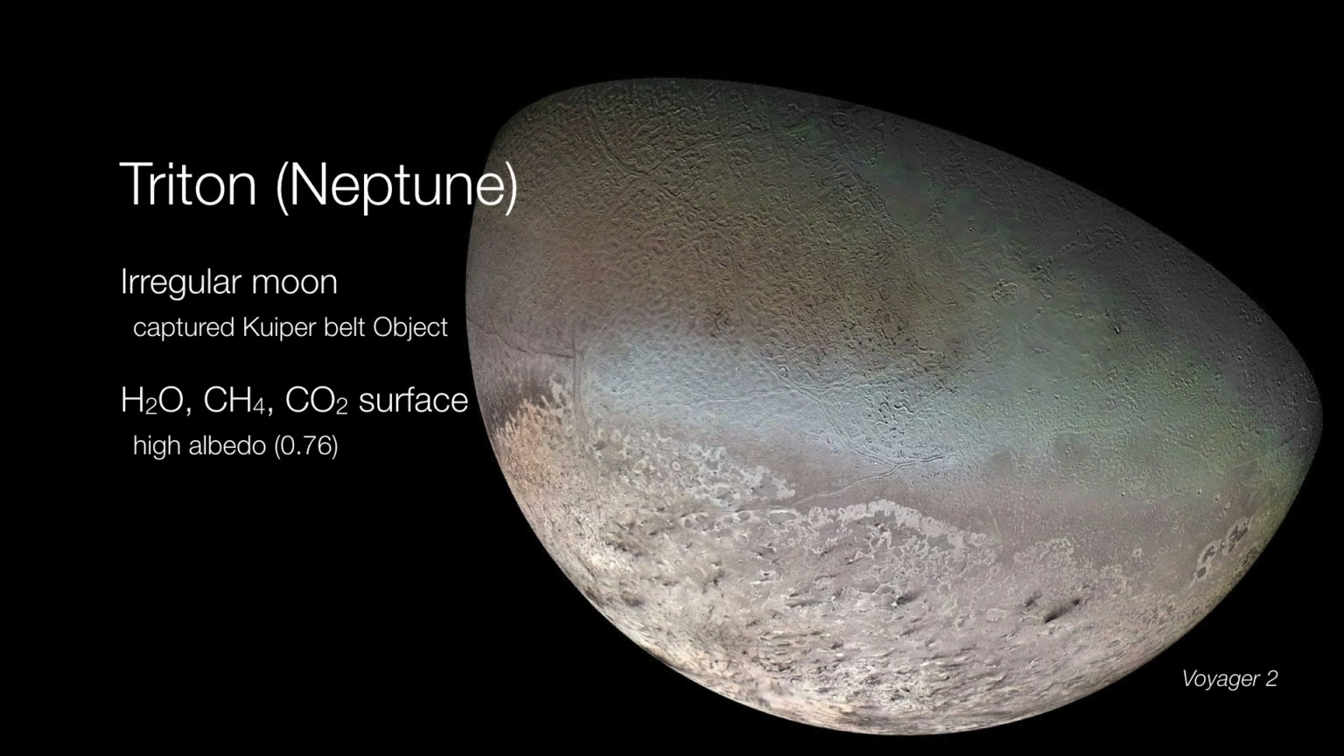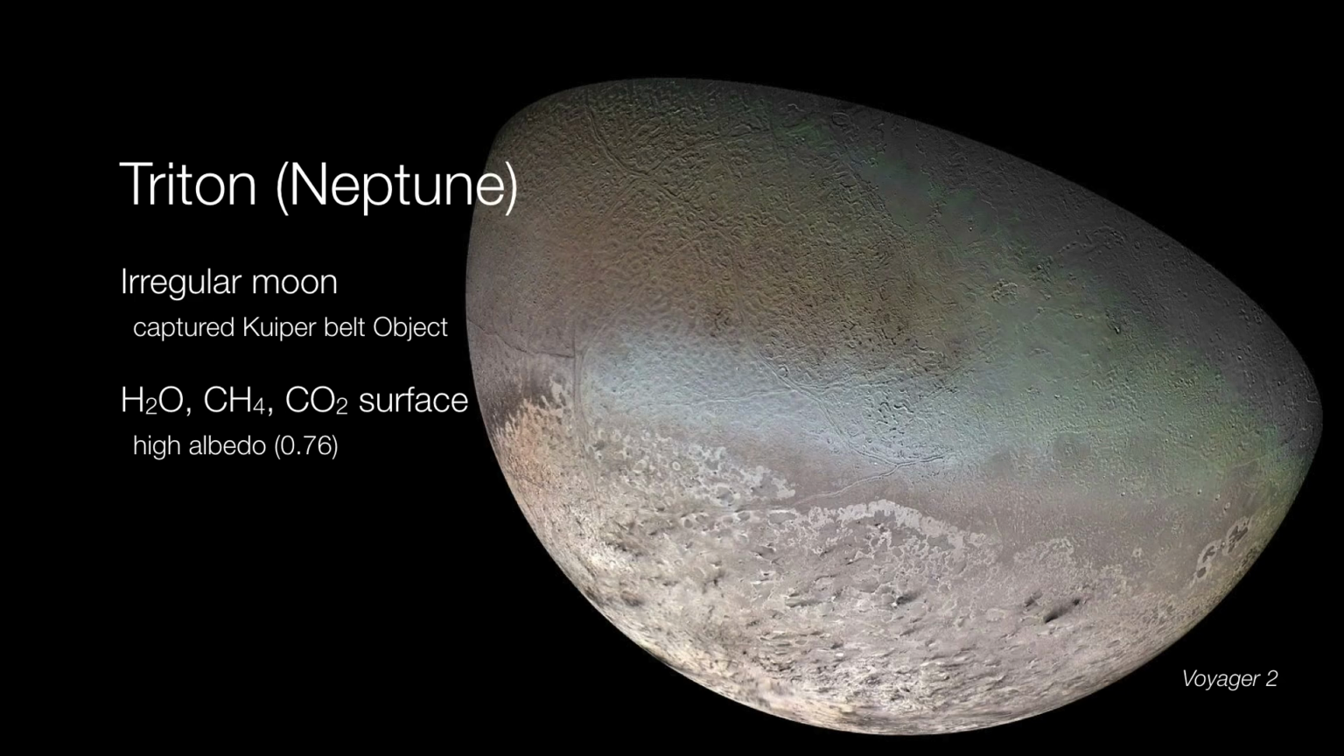It has what's called a high albedo value of 0.76. To explain that number, imagine the darkest, blackest object in the world. That would be an albedo of 0. And if there was something that could reflect 100% of the light shone upon it, that would be an albedo of 1. So this is reflecting about 76% of the light shining on it. That's a very bright object.